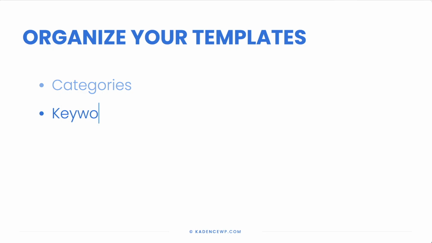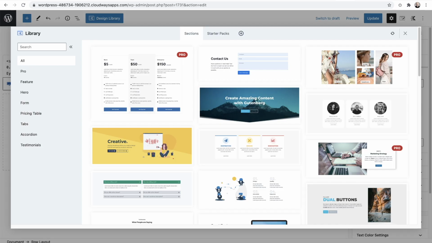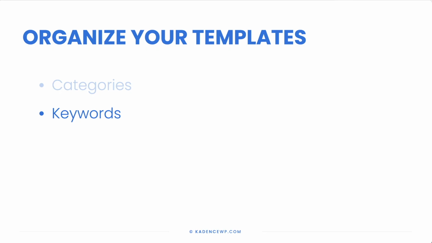Now, the next organizational choice is keywords. So when I go back to the interface, we have this search option right here, and what is going to be searched is those keywords. So this is another layer of enabling yourself to find what you're looking for. Now, you don't have to use keywords. It's entirely optional and up to you.